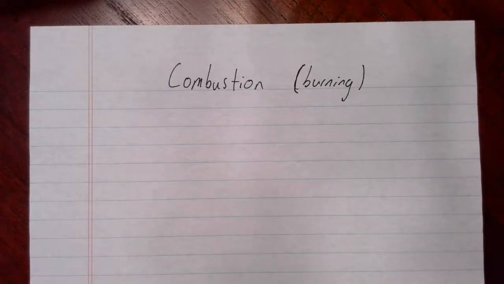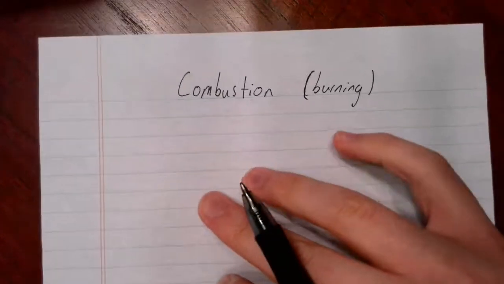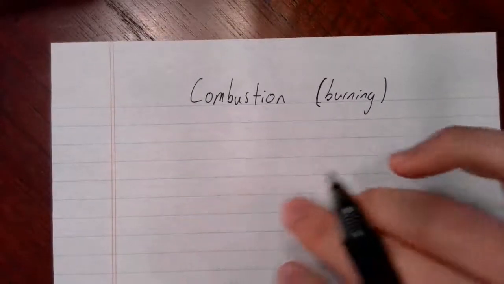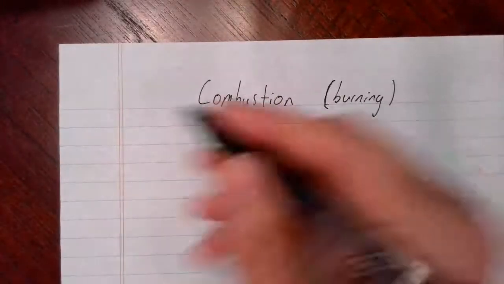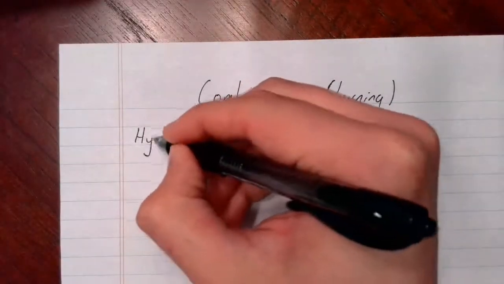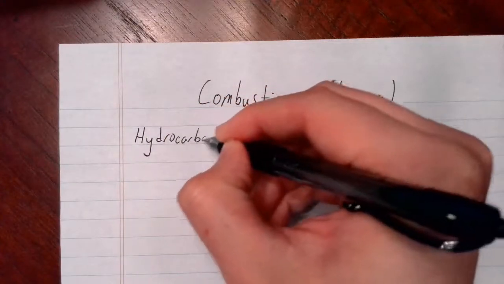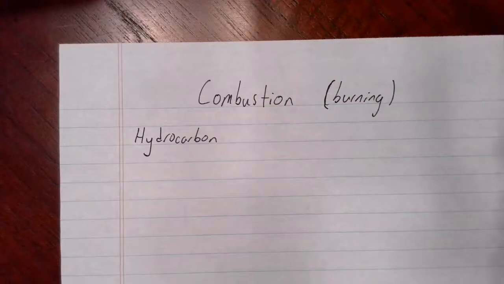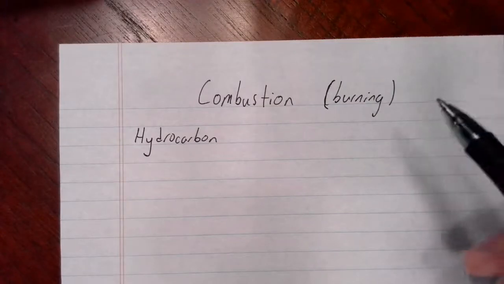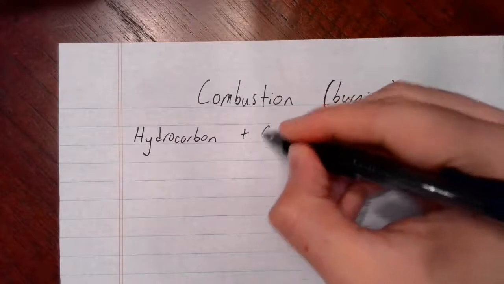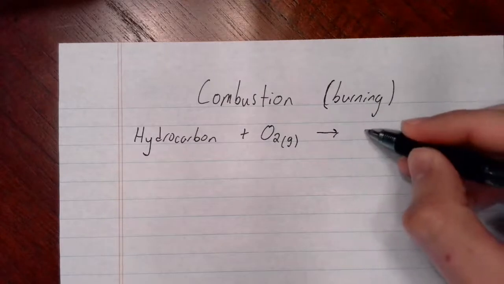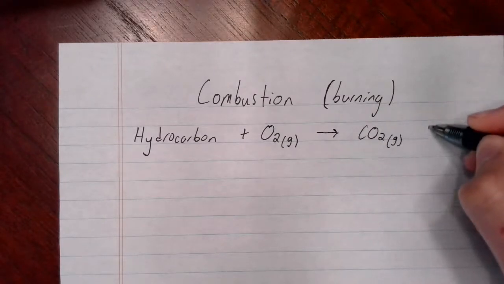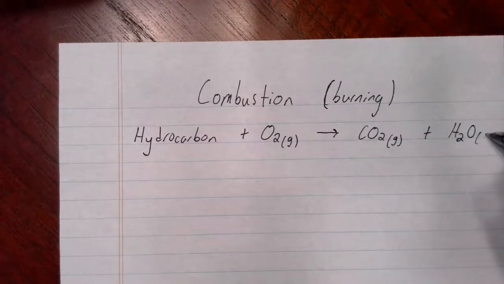Okay? So there are two types of combustion equations. The first one is by far the most common, so we'll look at it first. It's the combustion of a hydrocarbon. So we have a general formula for it, and it looks like this. We'll just say hydrocarbon. That's something that contains only carbon and hydrogen. In this case it can contain oxygen as well, but we'll stick with carbon and hydrogen here, plus O2 gas yields CO2 gas plus H2O gas.